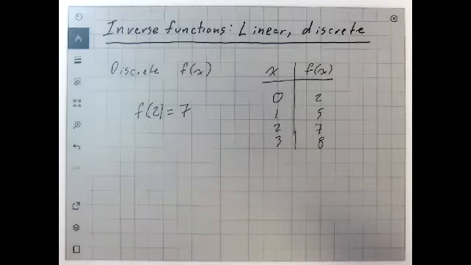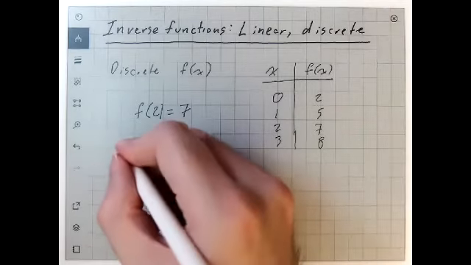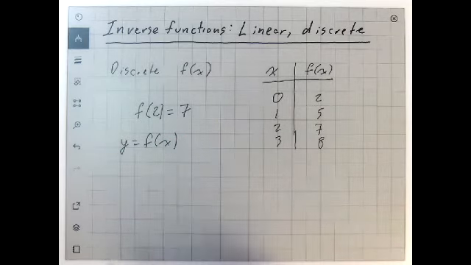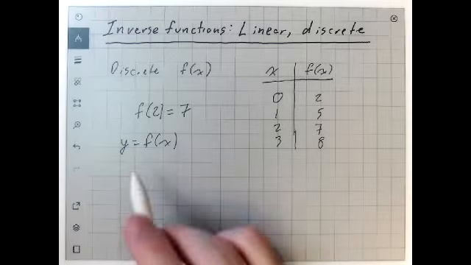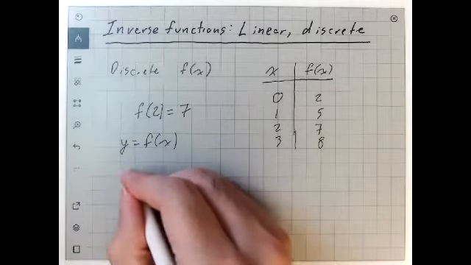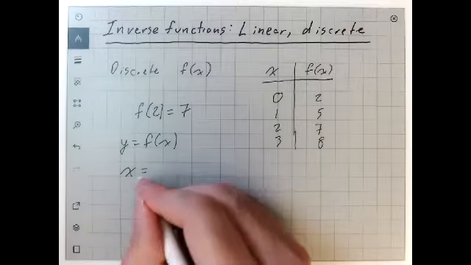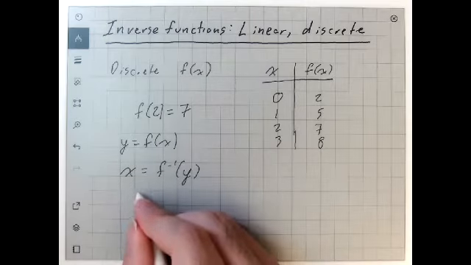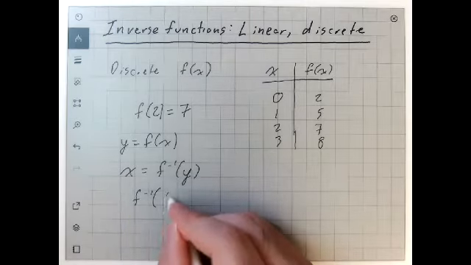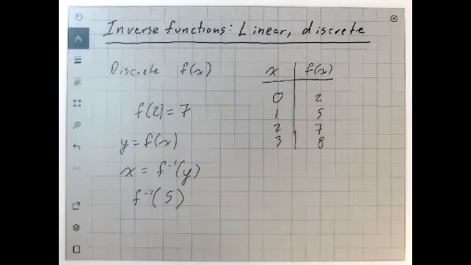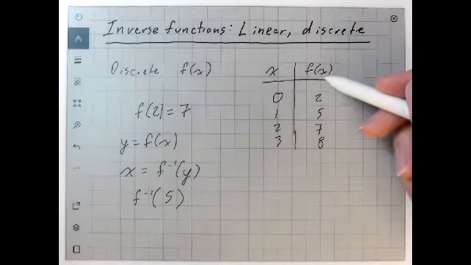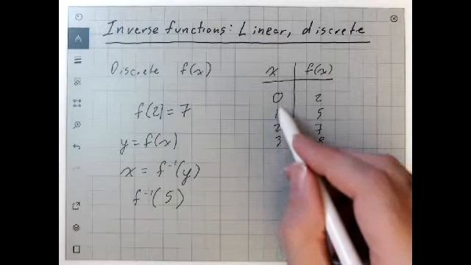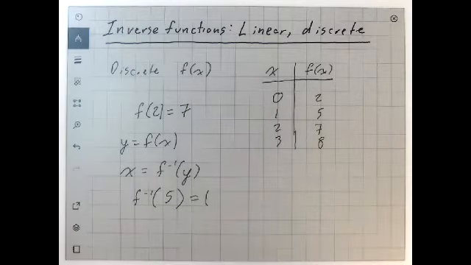The inverse of a function, remember, changes the direction that we discuss things. So instead of y equals f of x, sometimes you'll see it written as x equals f inverse of y. So if I want to evaluate f inverse of 5, I come over here to the column of y values, I find the 5, and I link it back here to the 1.